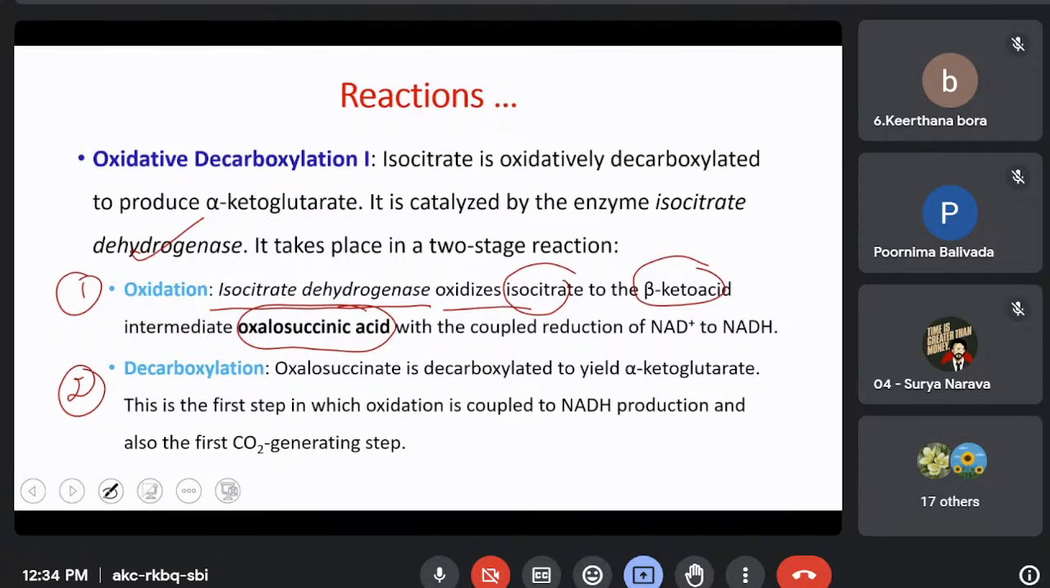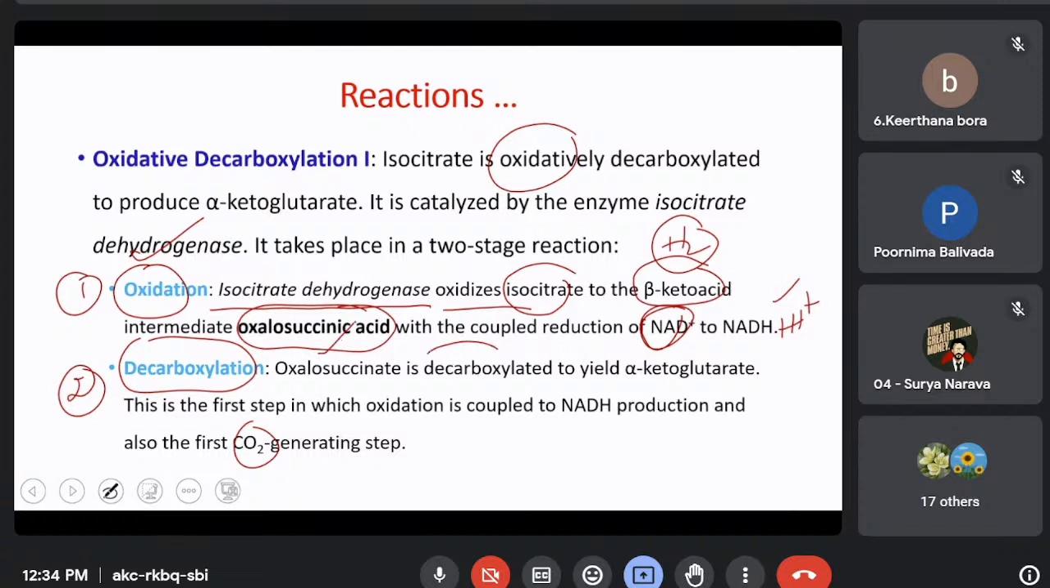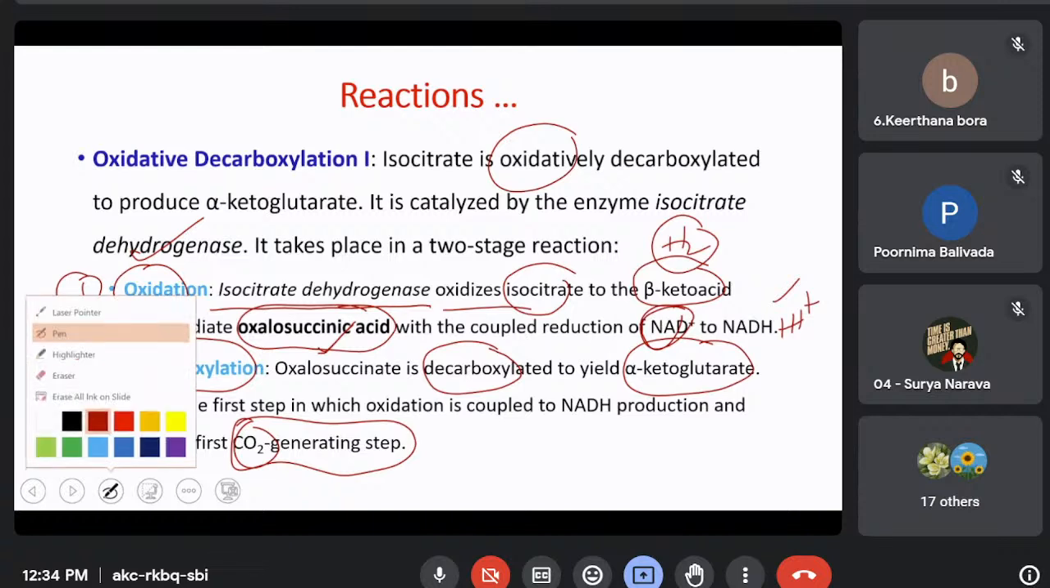So we are saying that it is oxidation. That means hydrogens are removed, and these hydrogens are accepted by NAD, so that NAD is converted into NADH plus H plus. So here, oxidation has taken place and NAD is reduced. The second one is decarboxylation. That means removal of carbon dioxide. So here the oxalosuccinic acid is decarboxylated. That means carbon dioxide is removed from oxalosuccinic acid so that alpha ketoglutarate is formed. Okay, and it is the first step where carbon dioxide is generated.